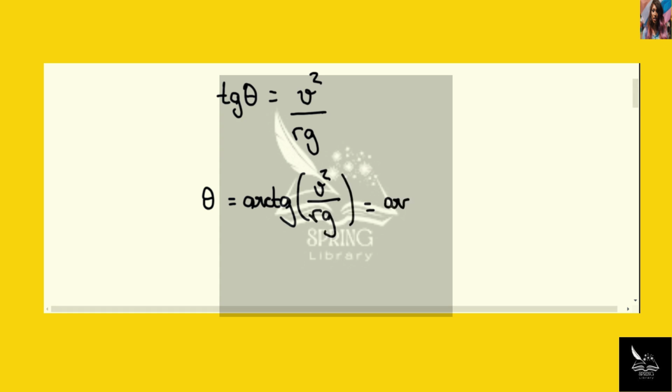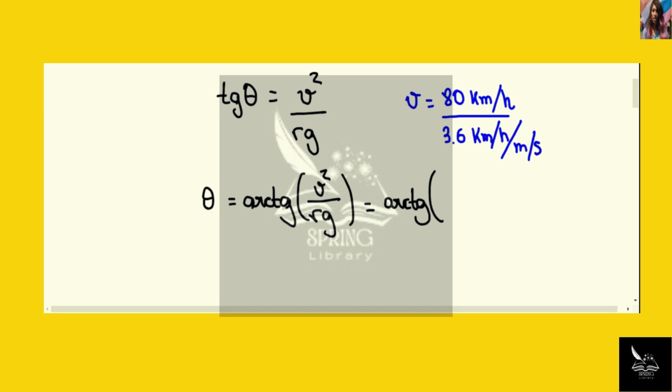So this is the arc tangent of v, which is 80 kilometers per hour. So I'm going to transform this here from kilometers per hour to meters per second. So we have to divide 80 kilometers per hour by 3.6 kilometers per hour per meter per second. And this is equal to 22.2 meters per second.